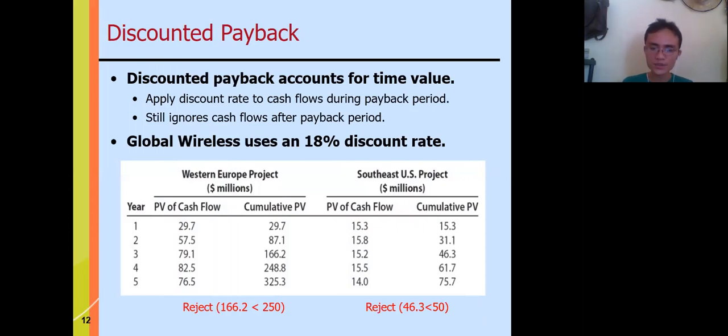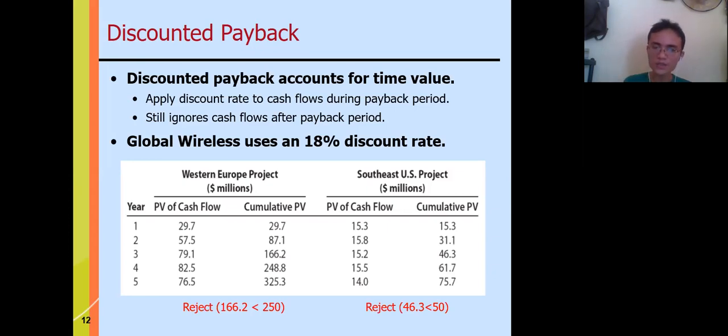Then for year 2, that's 1 year. That's 87.1, less than $250 million. For year 3, that's 166.2. That's below 250. So 1. Year 4, count 1. Okay. And then year 5, 248.8, that is very close to 250.